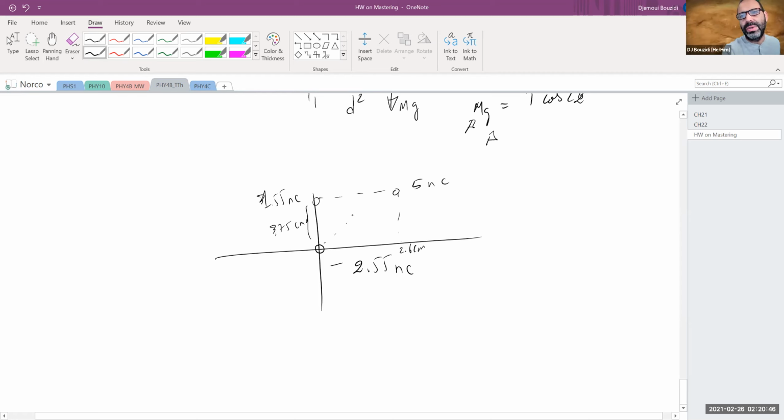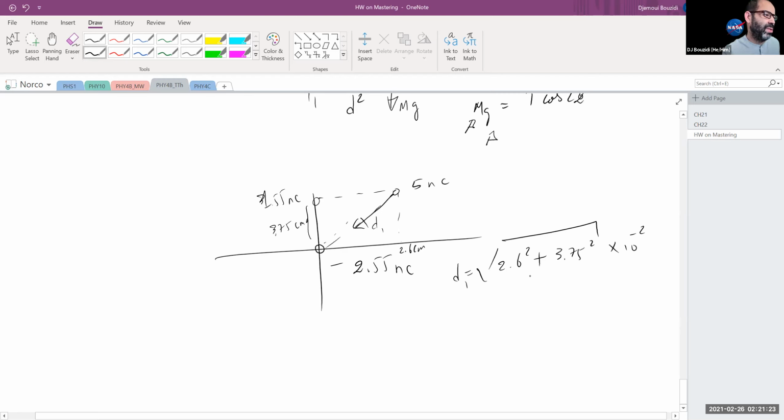I have to use superposition. So there is a force here; this charge is negative. I need to find this distance. Using the Pythagorean theorem, let's call this distance d1, which is equal to the square root of 2.6 centimeters squared plus 3.75 centimeters squared. Don't forget to multiply by 10 to the negative 2 to convert to meters, because this number is in centimeters. Now I have d1. When I square it, it's just whatever you end up with.